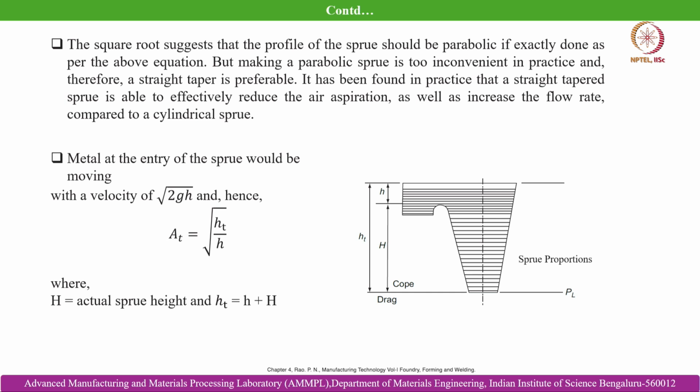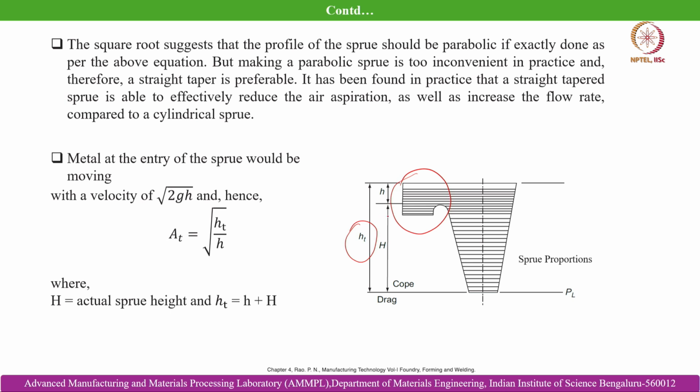Here, capital H is the actual sprue height, which is small h plus capital H. So, this is the H T. This is basically the head of the metal from the sprue entry, the sprue base well, to the bottom of the reservoir, that is, the bottom of the top pouring basin. So, this is basically the pouring basin.